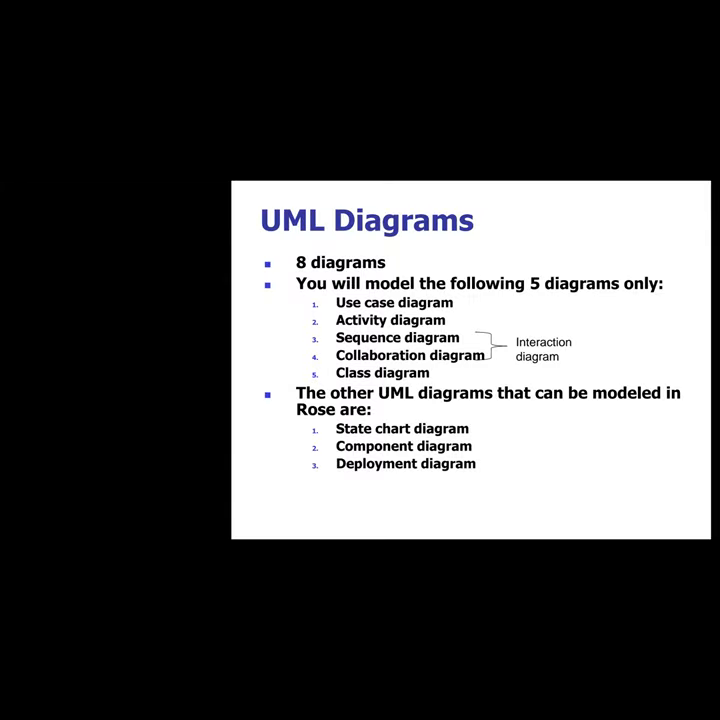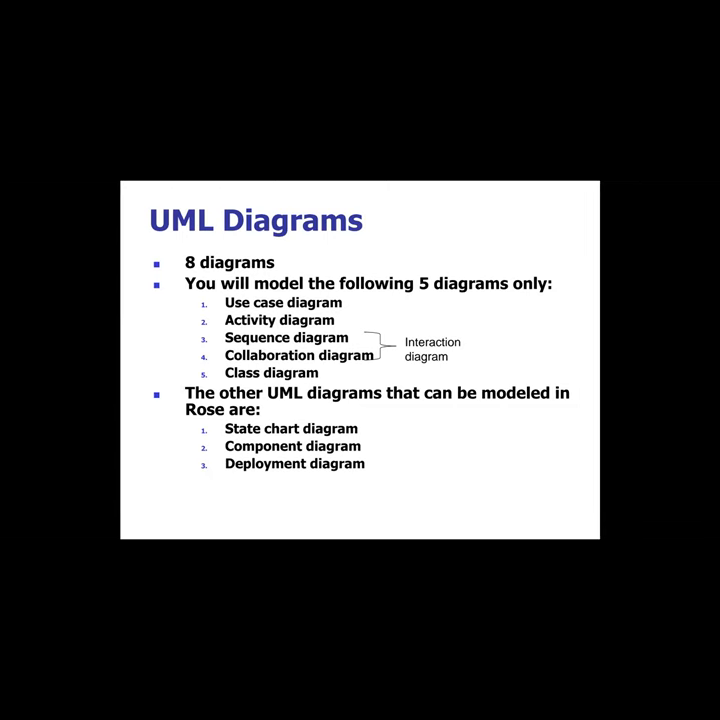You know very well there are eight diagrams. Actually, we have nine diagrams. Of these, we will model the following five diagrams only: use case diagram, activity diagram, sequence diagram, collaboration diagram, and class diagram. And the other UML diagrams that can be modeled in relational rows are the state chart diagram, component diagram, and deployment diagram.